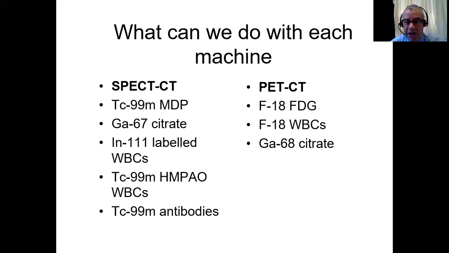And if you're in Europe, you might have antibodies that you'll use, which are white cell antibodies. For PET-CT, by far the most common agent is just FDG. People have tried labeling white cells with fluorine-18, but they don't seem to work very well. The fluorine-18 seems to be quite toxic to white cells. And then there's gallium-68 citrate, which again is a specialty of South Africa.